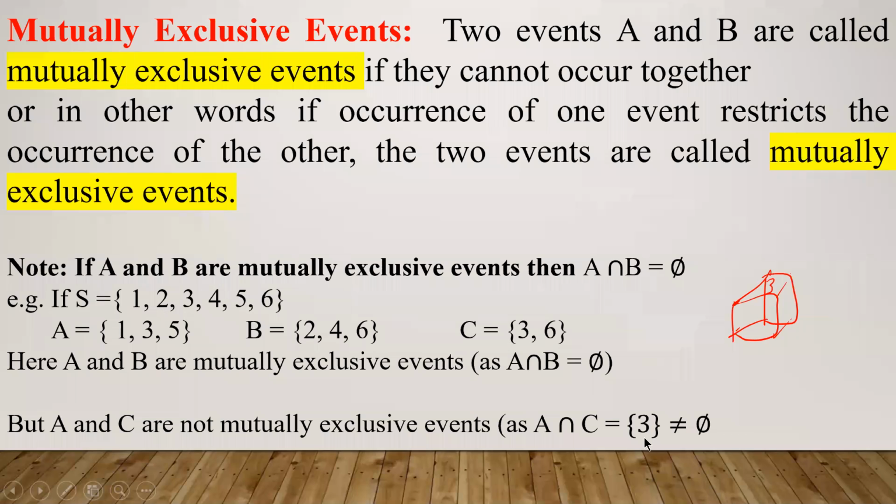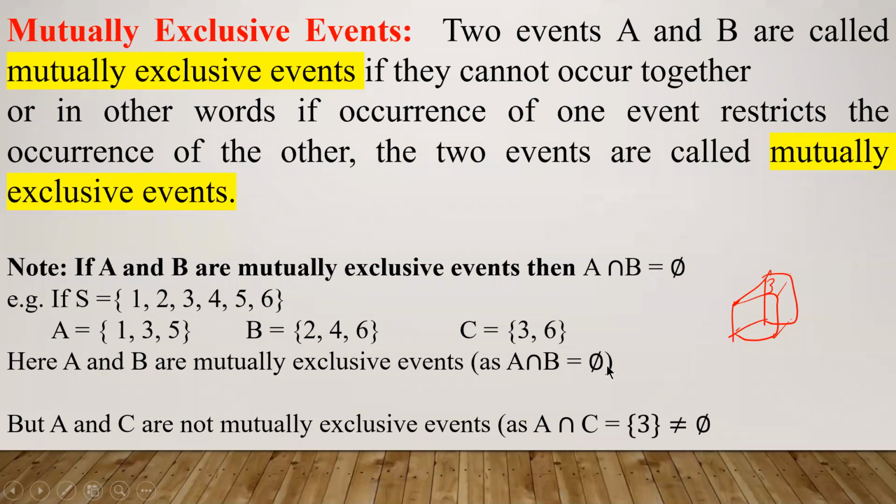What is that? 3. So when 3 comes on my dice, uppermost face of the dice, then this event has also occurred. A and C also has occurred. So both the events are occurring together. So they are not mutually exclusive. So the best way to check whether two events are mutually exclusive is: see what is common in them. If they have something common, then they are not mutually exclusive. If they have nothing common, like this, दोनों साथ में आ ही नहीं सकते, उसमें कुछ भी कॉमन नहीं है, तो वो म्यूचुअली एक्सक्लूसिव हो जाएंगे.